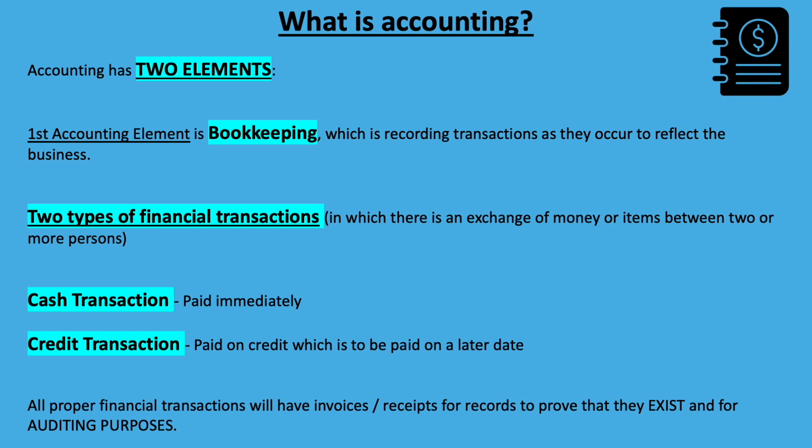Cash transactions, which is paid immediately. Credit transactions, paid on credit, which means that it will be paid on a later date. All proper financial transactions will have invoices and receipts for records to prove that they exist and for auditing purposes.